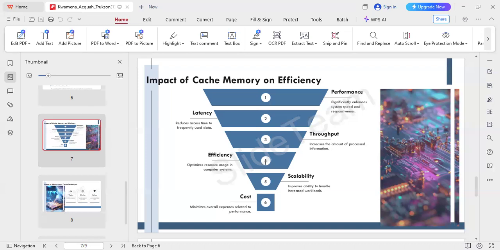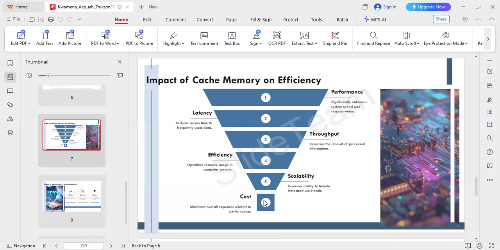We also have the fourth one, optimized efficiency. The effect is resources are used more effectively, and the result is better overall system operation. Moving on to number five, scalability. Its effect is that it handles larger workloads efficiently, and its result is that it helps the system adapt to increased demands.